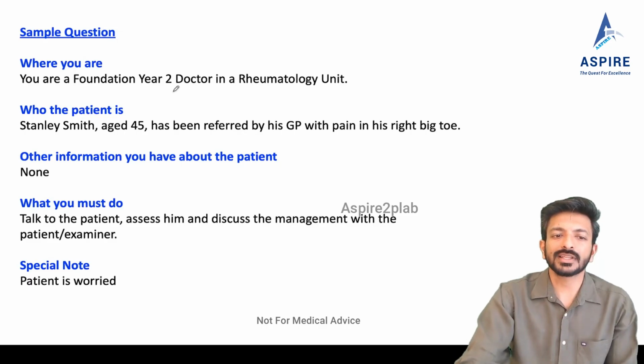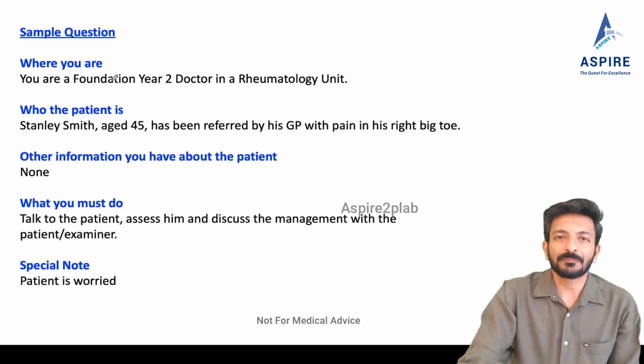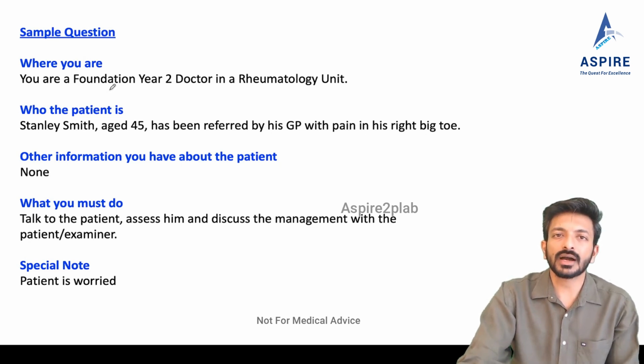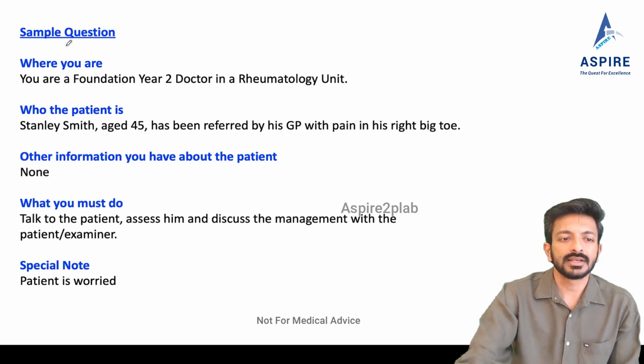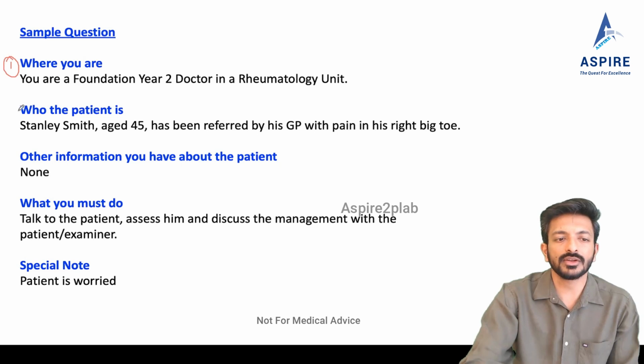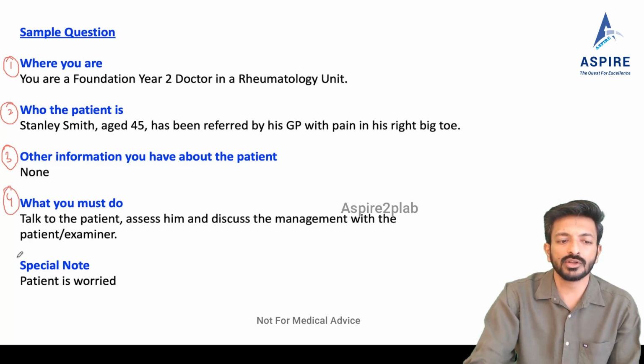Okay, so let's start with the sample question. This is what we have taken from the GMC blueprint. Any question that you're going to get in PLAB2 will be divided under 5 headings. These are the 5 headings. First, where you are. Second, who the patient is. Third, other information you have about the patient. Fourth, what you must do. Fifth will be a special note.